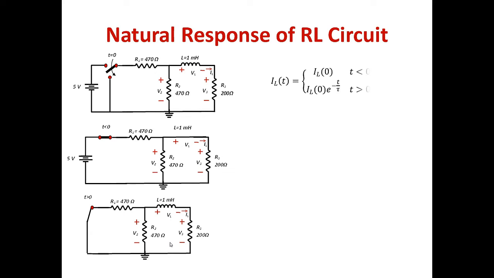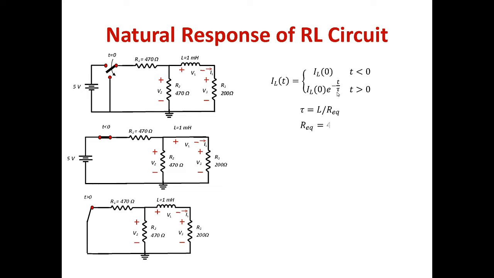Now the solution to the current through the inductor is: before switching, the current through the inductor is constant. It's basically the initial condition. It's the same current flowing at t equals 0, just right before switching. After switching, the current through the inductor will exponentially decay as a function of time. It's IL at 0 times e to the minus t over tau, where tau is the time constant of the RL circuit, and tau is defined as L over R equivalent.